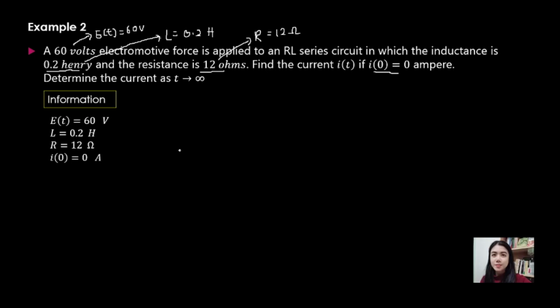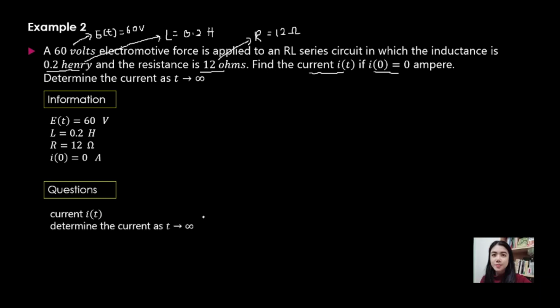Let's look at the questions of this example. The question asks us to find the current I(t). And the last question is to determine the current as t approaches infinity. Mathematically, you can write it as the limit as time approaches infinity of the current I(t) equals question mark.